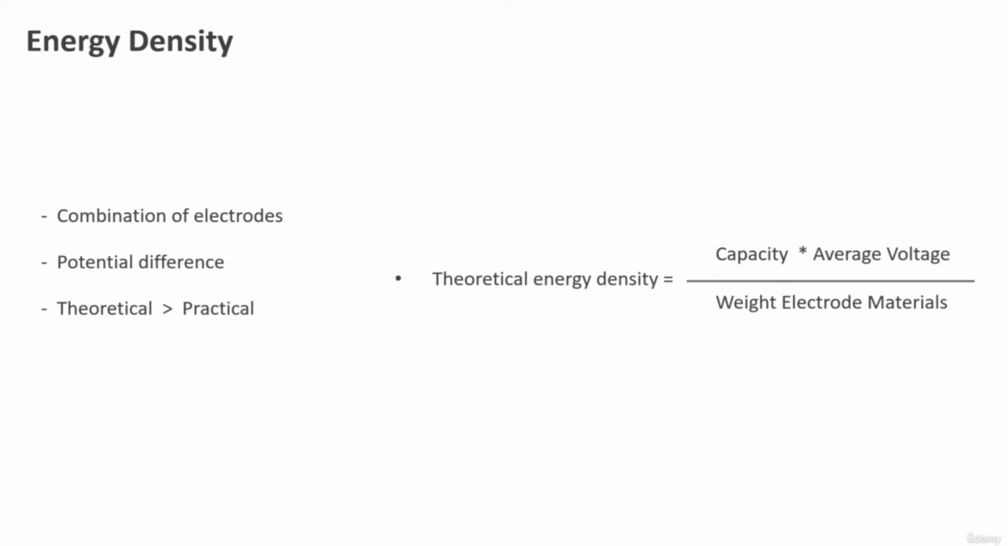The practical energy density of the entire battery is much smaller, roughly around 30% of the theoretical energy density, because of the weight of the non-active materials including the electrolyte, current collectors, and packaging. Both the specific capacities and average potential of existing electrode materials are known, making it possible to calculate the energy density of any combination of electrodes.